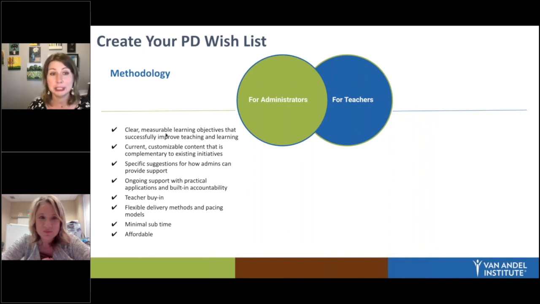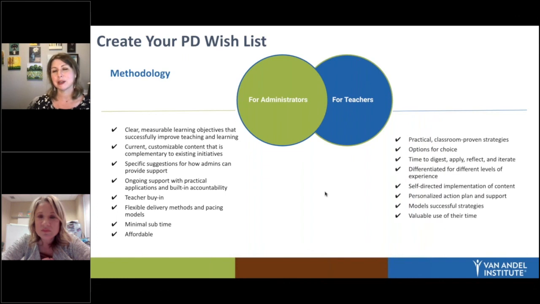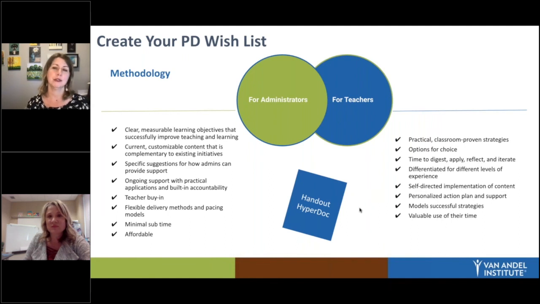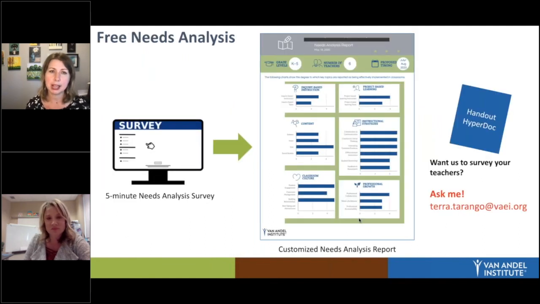For example, having clear, measurable learning objectives that are successfully improving teaching and learning, or that it's affordable, or that you have teacher buy-in, right? What are the things that are important for you? What are the things that are important for your teachers? And just use this kind of checklist, and there's a checklist in the HyperDoc that you can use to evaluate whatever kind of PD you might be looking at.